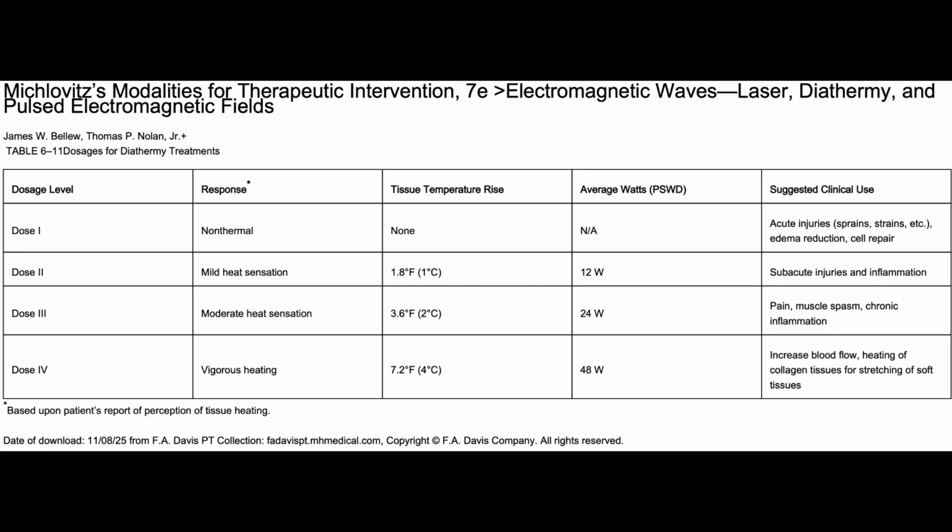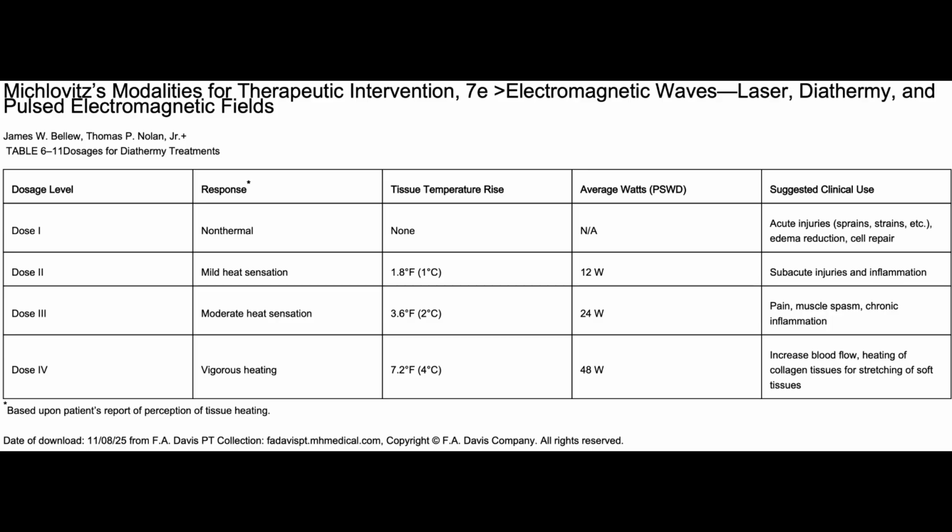Dosage level 3 achieves moderate heat sensation. The tissue temperature rises 3.6 degrees Fahrenheit or 2 degrees Celsius. The average watts to achieve that is 24 watts. The suggested clinical use is for pain, muscle spasm, or chronic inflammation.